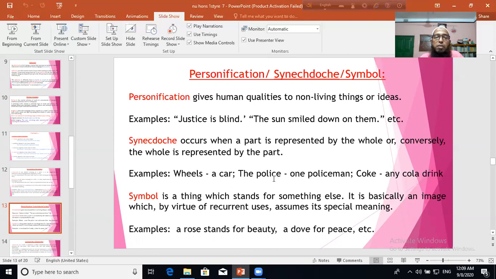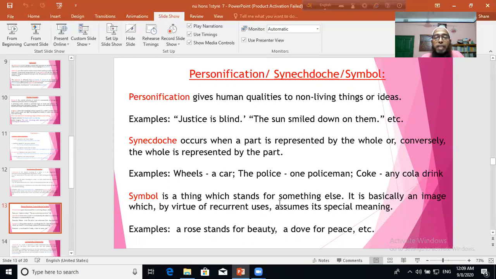Using a part. Sometimes we say, I have read Shakespeare's. If you say I have read Shakespeare's, that means you have read the works of Shakespeare. So this is synecdoche.